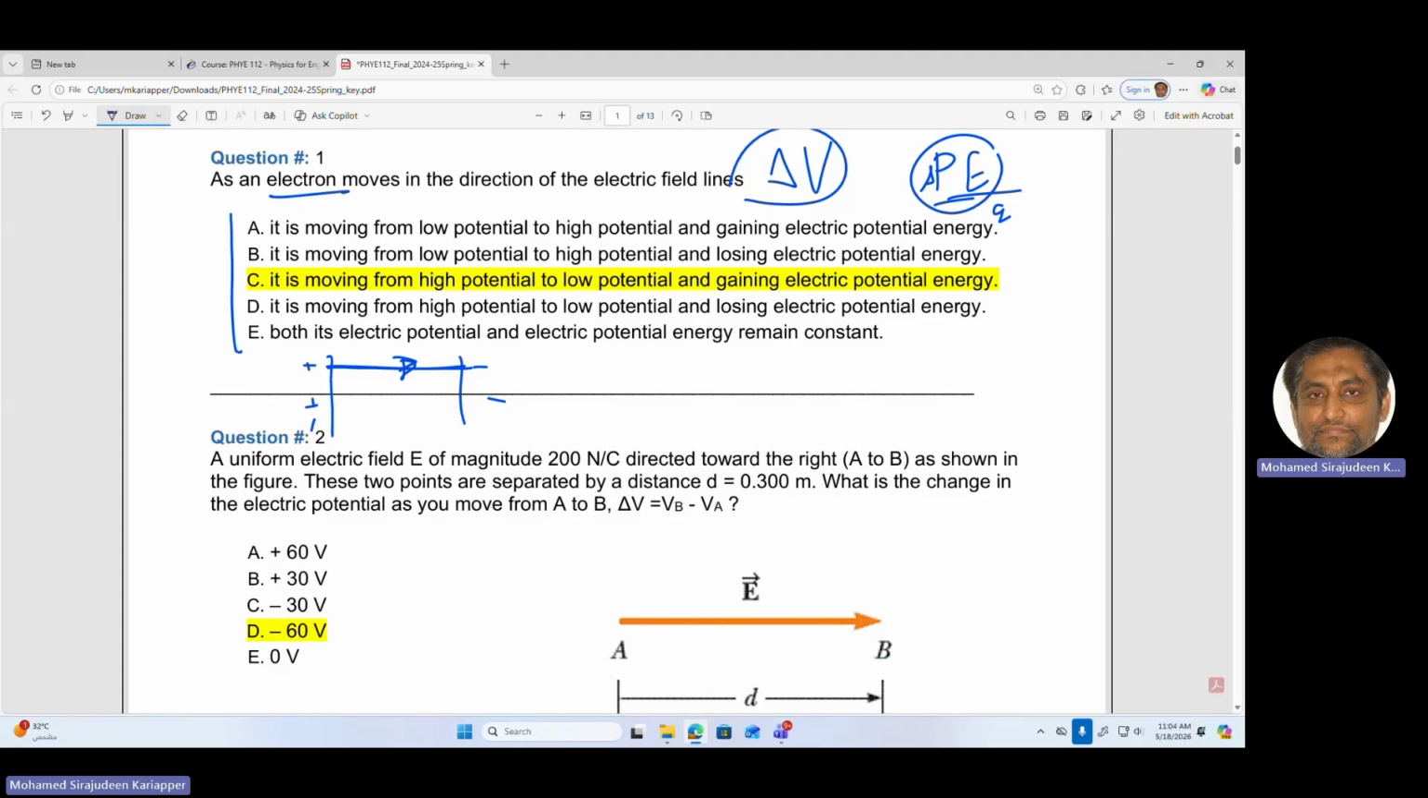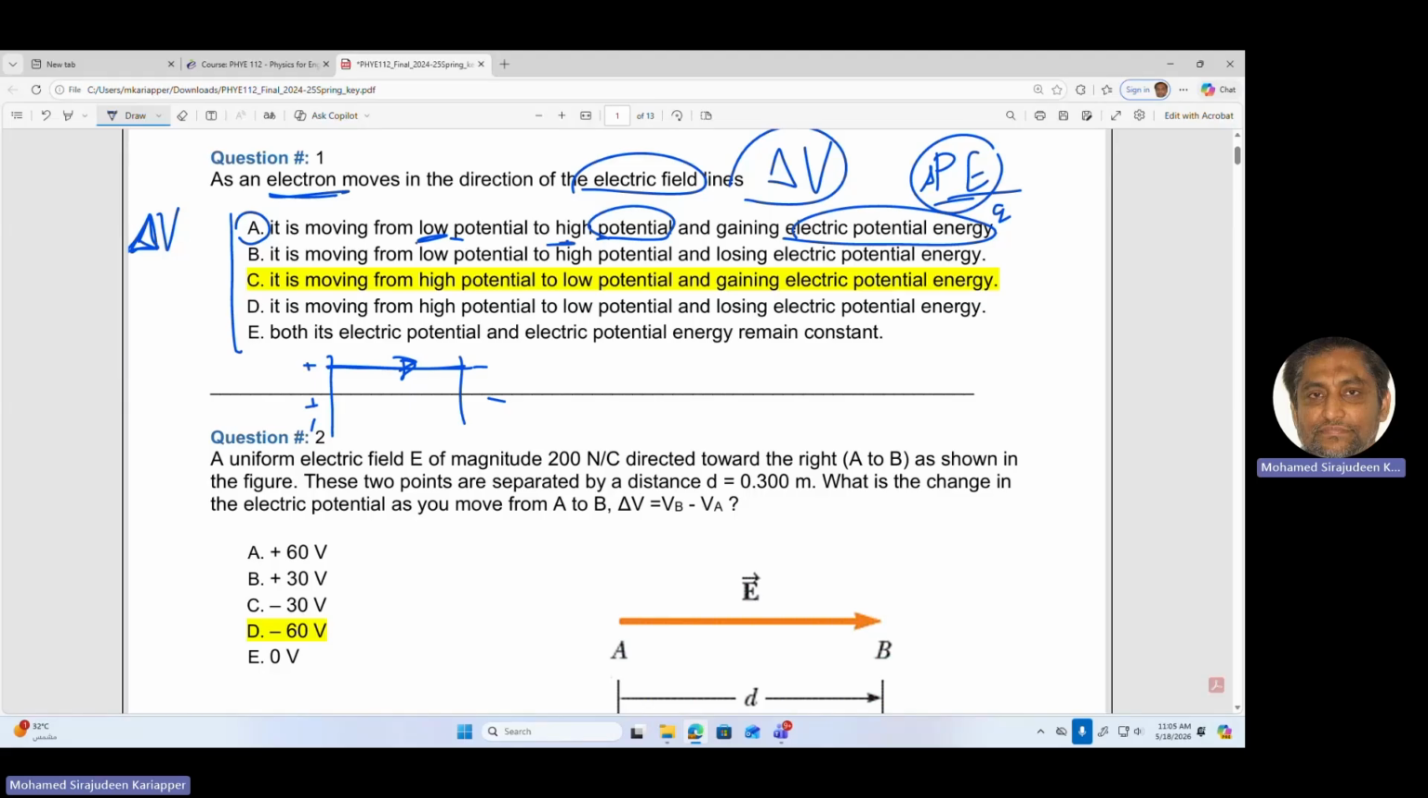But this question compares not only the potential, also looking at the potential energy. So let's start with the potential. Delta V means change in the potential, right? So I told you, in the direction of the electric field, potential decreases. Let me take A. This electron moves from low potential to high potential. No, right? Because it's moving in the direction of the electric field. It's given to us. It is moving in the direction of the electric field.